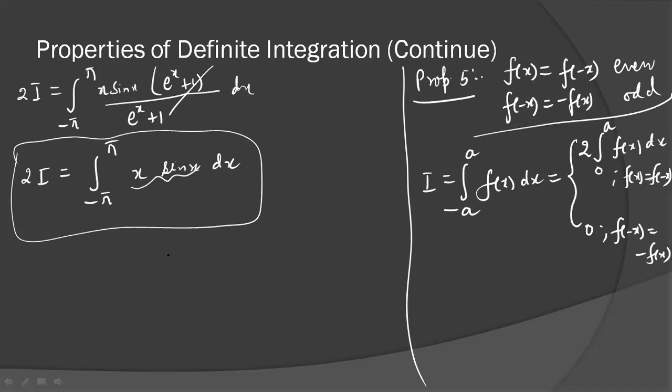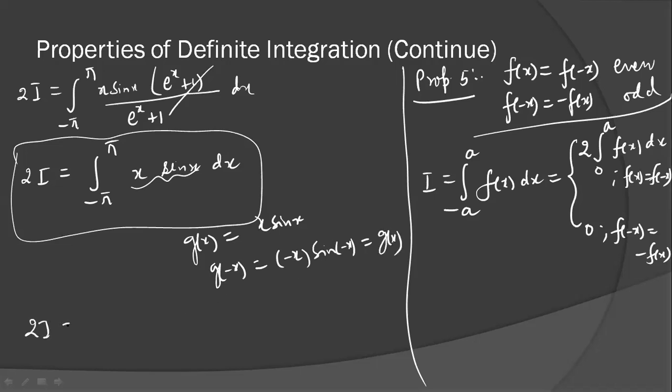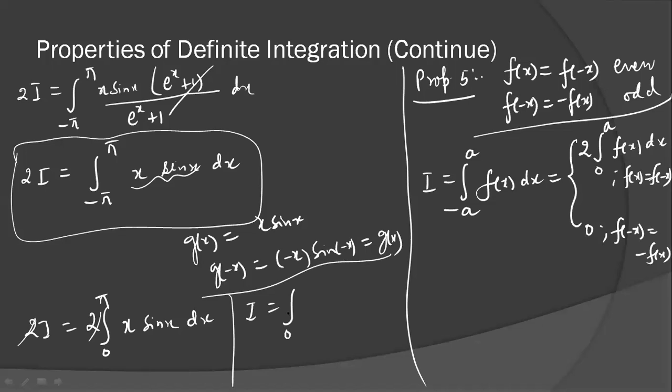Now check for this function. Call it g(x). So g(x) is x sine x and g(minus x) is minus x sine minus x. This is minus sine minus theta, which is again minus sine theta, so it will be equal to g(x). It is an even function, so we can write 2 times the integral from 0 to pi of x sine x dx. Now your 2 will be cancelled out. So the integration is the integral from 0 to pi of x sine x dx.